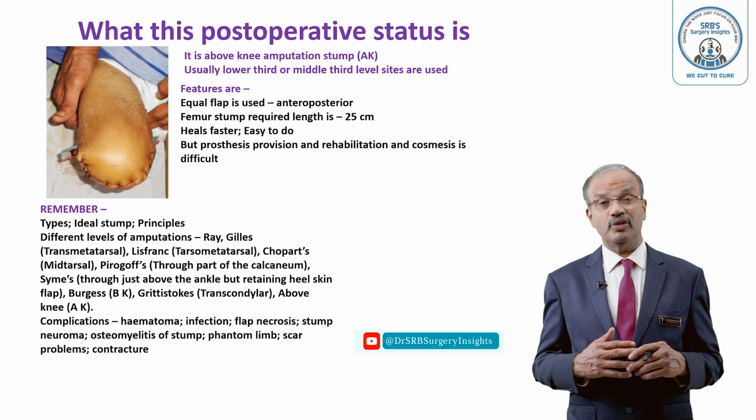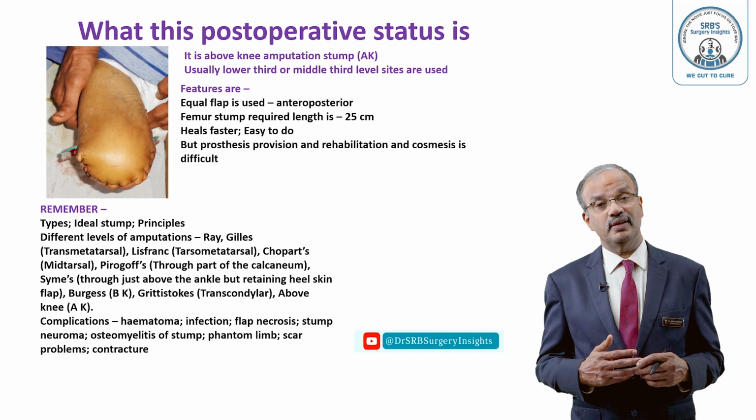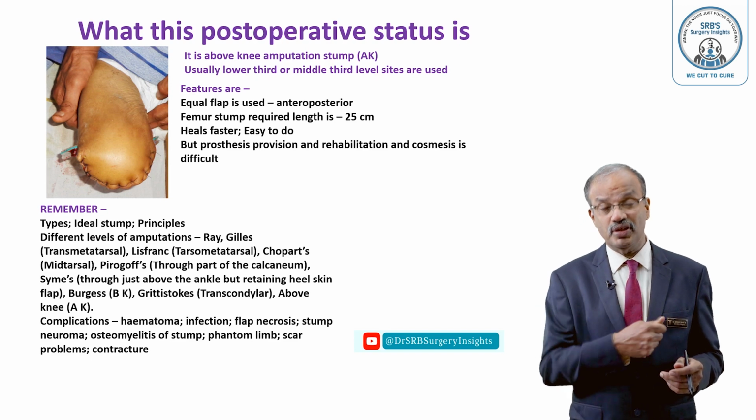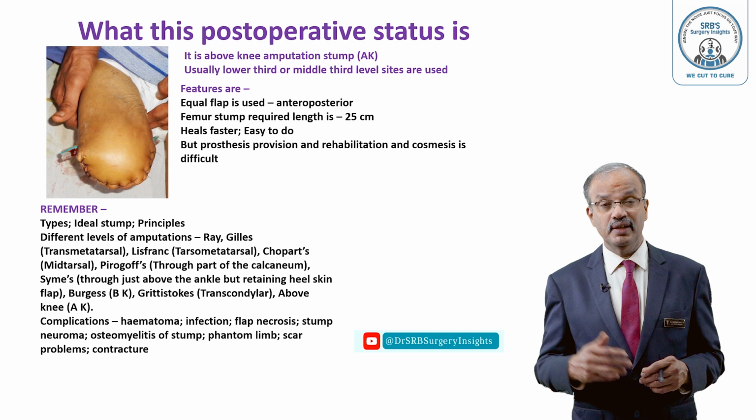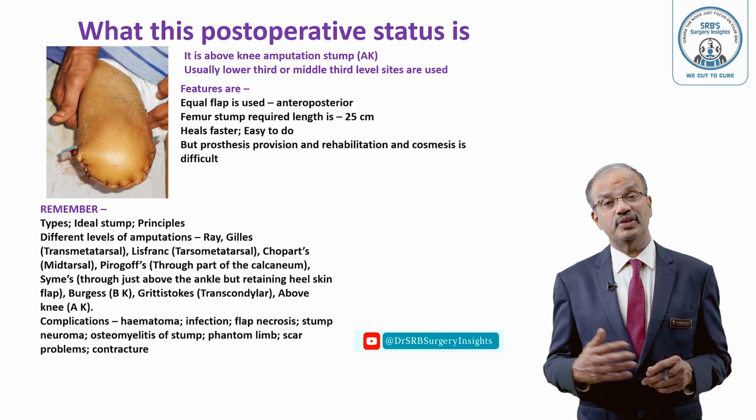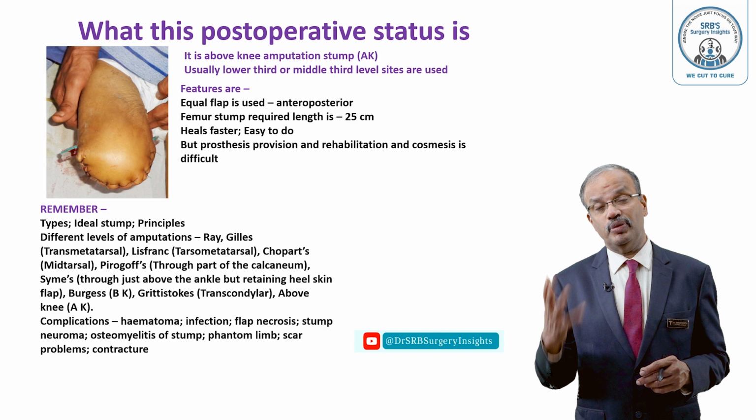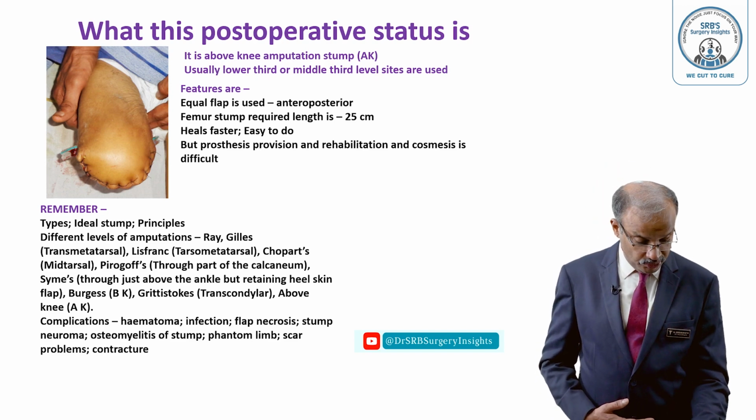And regular physiotherapy and exercise prevent contracture of the joint. Pull down the nerve and cut it so that a neuroma will not form and pain won't be there. And give good analgesia prior to the surgery, a few hours before, so as to prevent phantom limb. So these are the different principles which you have to remember.